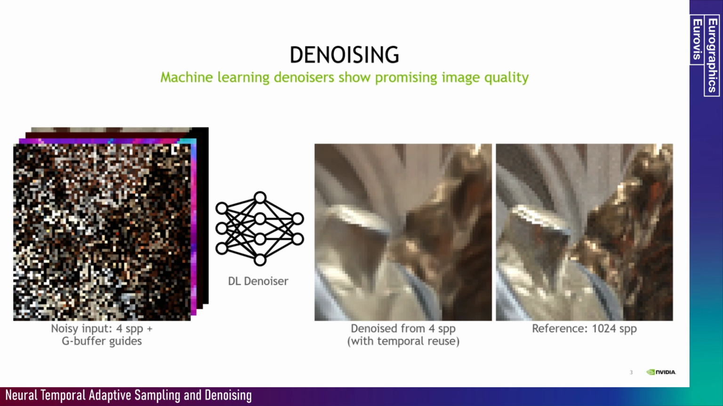Typically, this is done by applying an edge-aware denoiser to the noisy input samples, where the denoiser is helped by a few G-buffer guides, such as for example normals and depth. There are of course many types of denoisers, but recent work has shown great promise in DL-based, deep learning-based denoisers, so that is what we will focus on in this work.